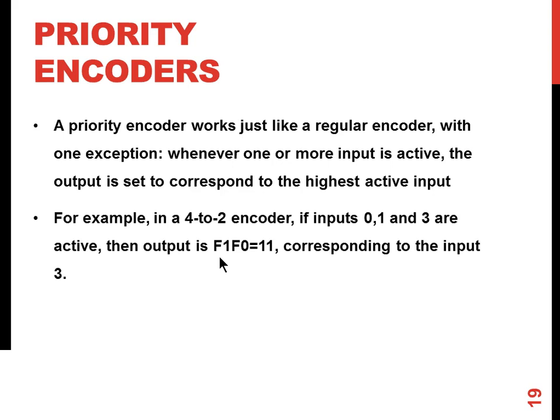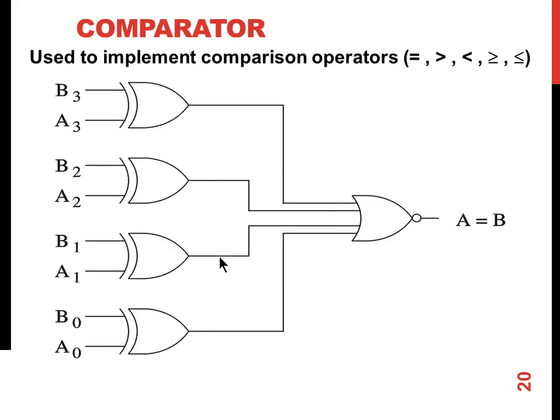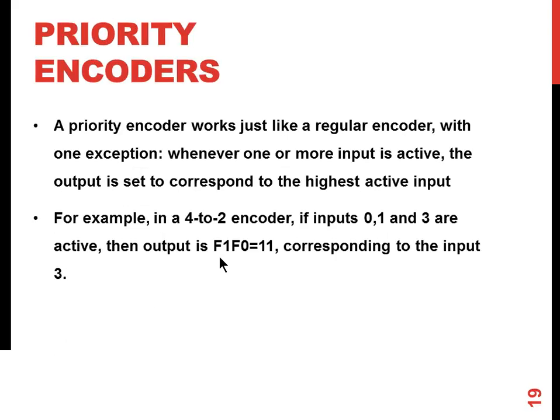So we can have more than one input high at a time. Depending on the priority assigned to the inputs, your output will be based on the priority of the inputs. Any questions on the priority encoder? You understand that? Yeah, I understood.